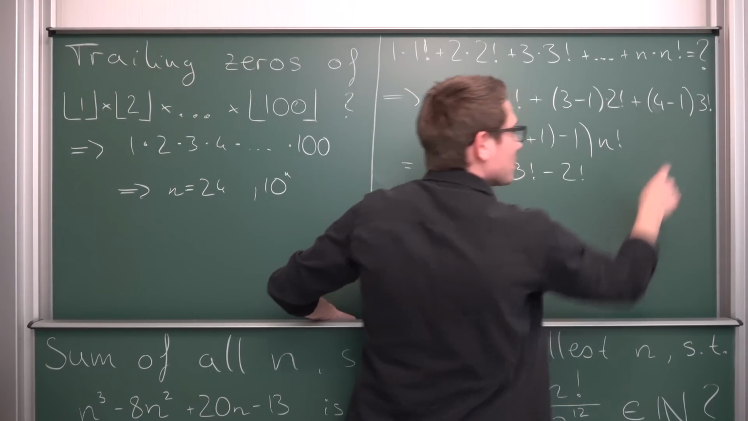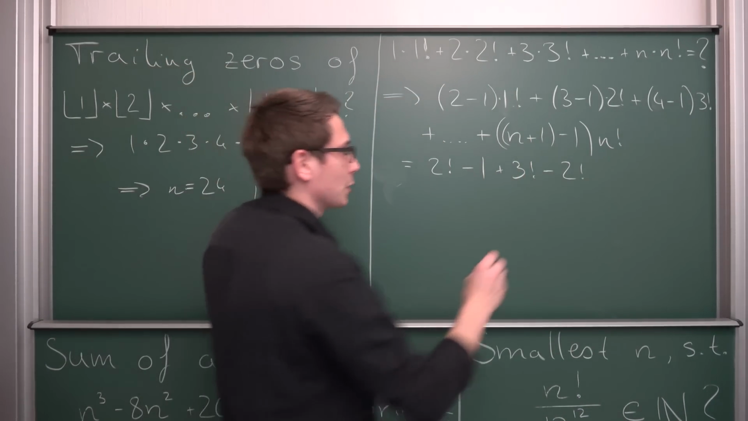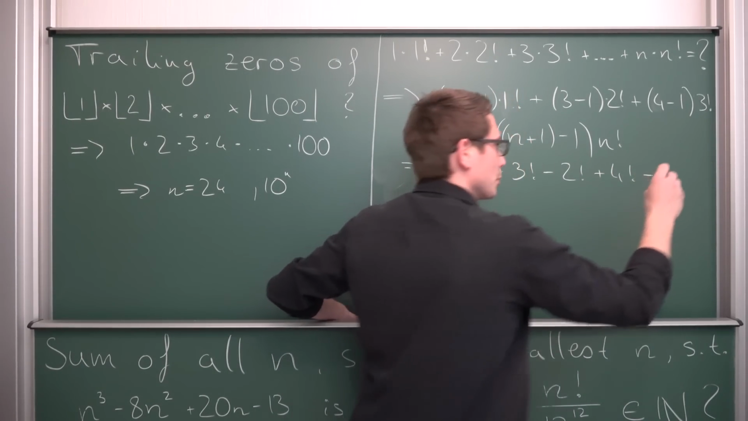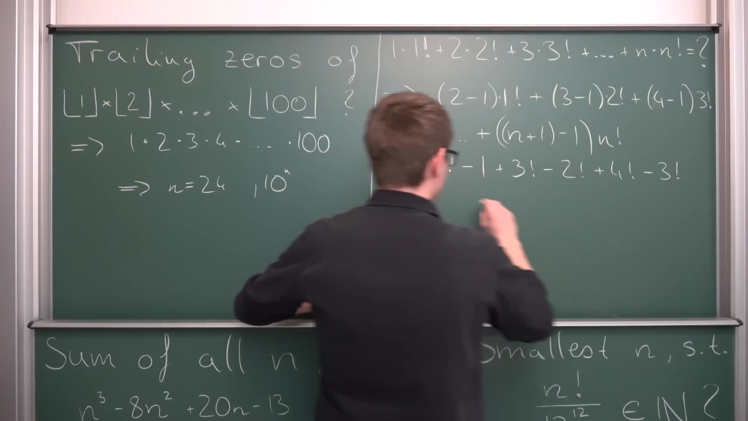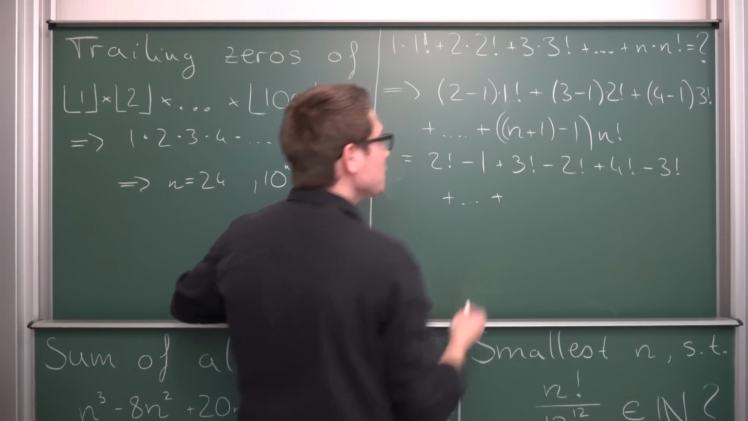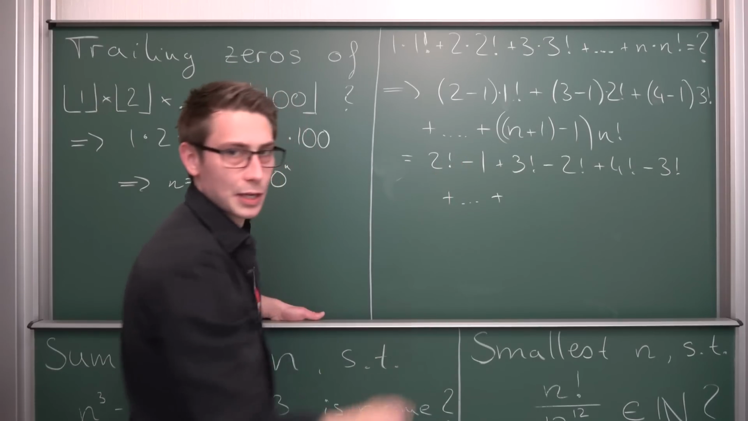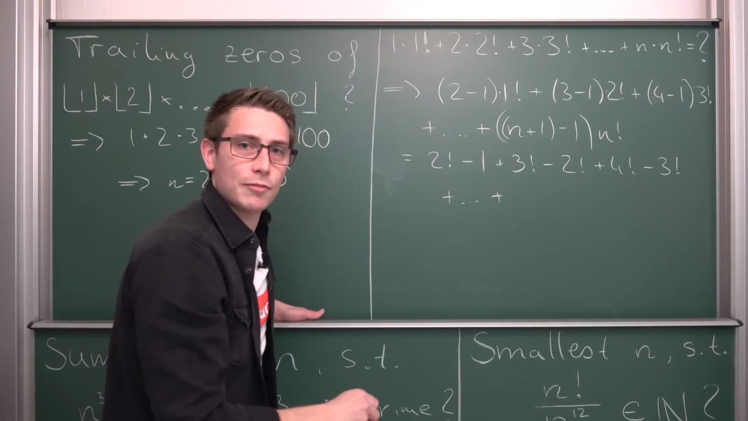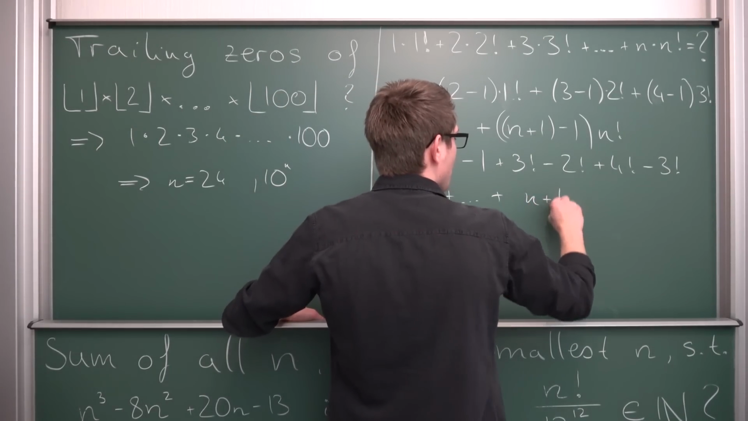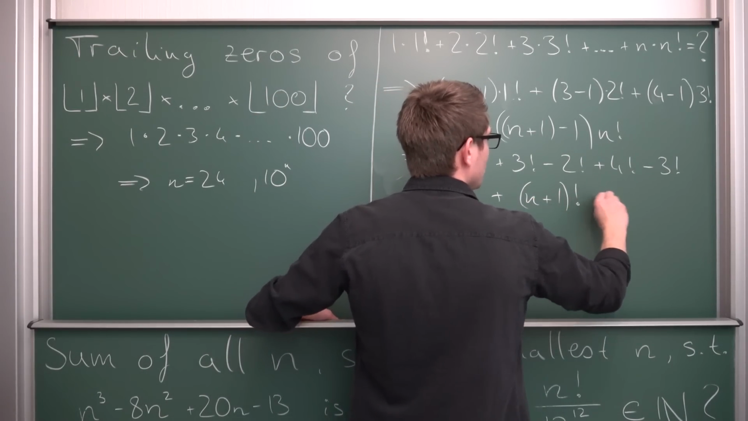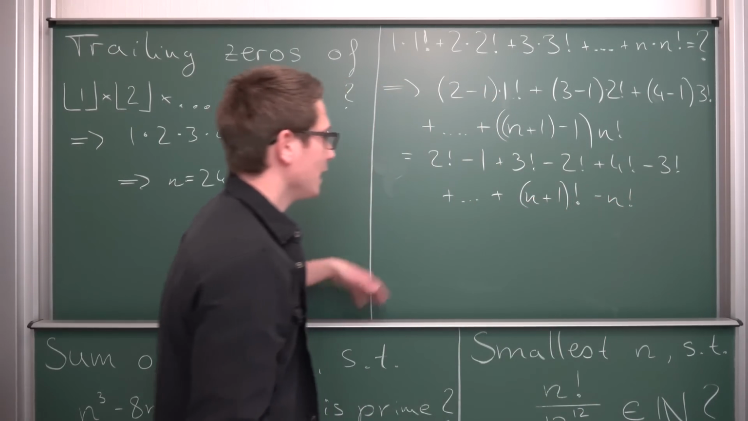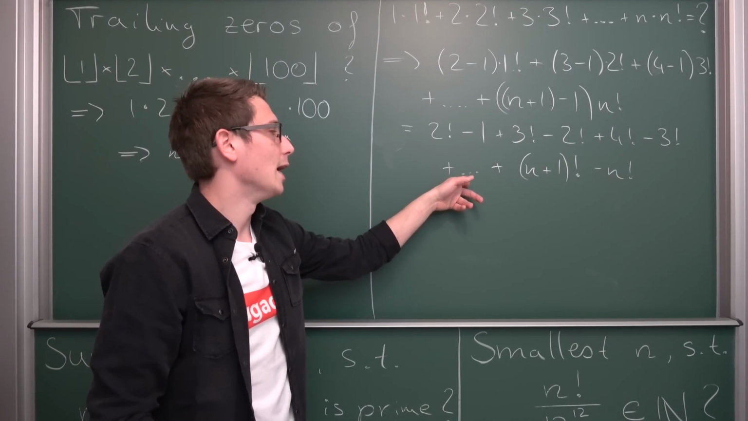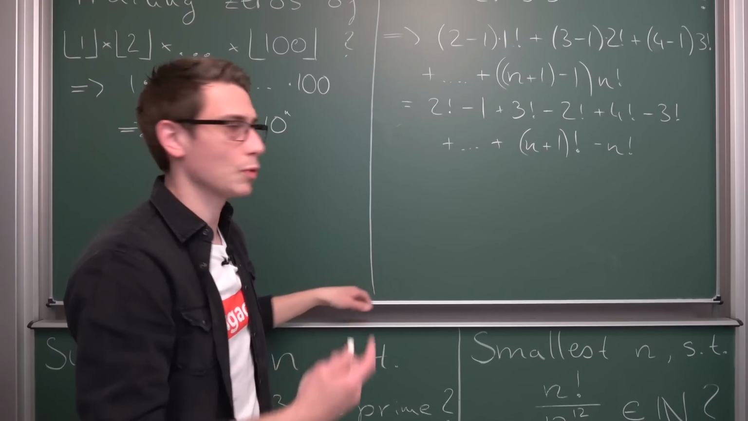Next one, 4 times 3 factorial is going to give us 4 factorial. So plus 4 factorial minus, okay, just 3 factorial. And then we are going to add a lot of stuff to it, plus, and then we have the n minus 1 term, blah blah blah, up until the, okay, n plus 1 times n factorial is going to give us n plus 1 factorial minus n factorial. And here we are just going to get something like n factorial minus n minus 1 factorial and so on.